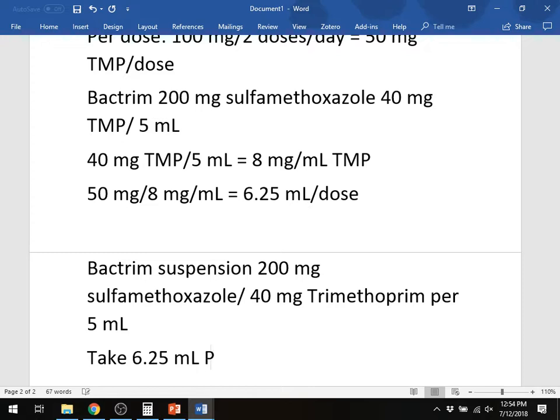By mouth. Yep. So we're going to say PO twice a day. How can I write that out? BID, so I got to do BID. What else got to do? Every 12 hours, I could also do twice daily. So any of those would be totally fine.